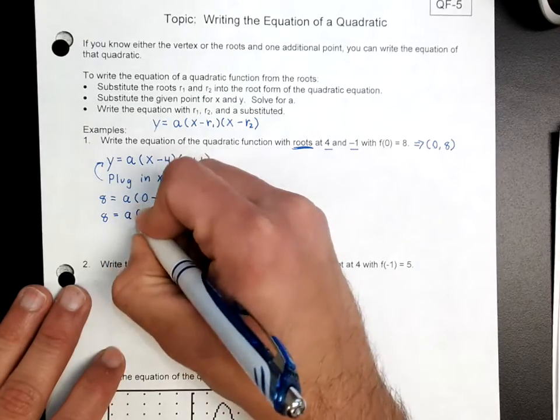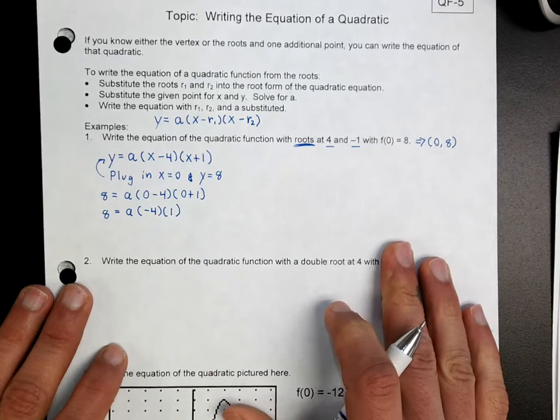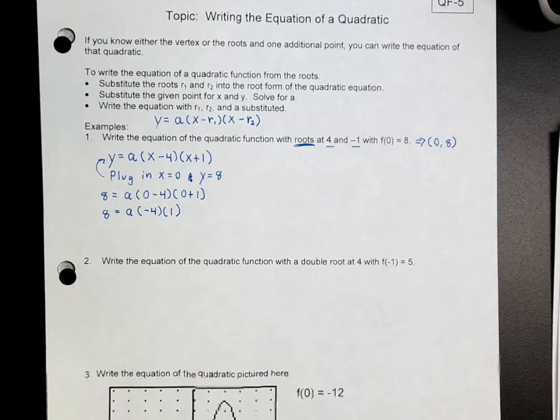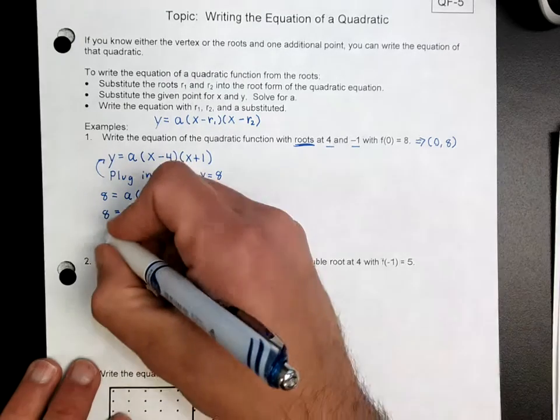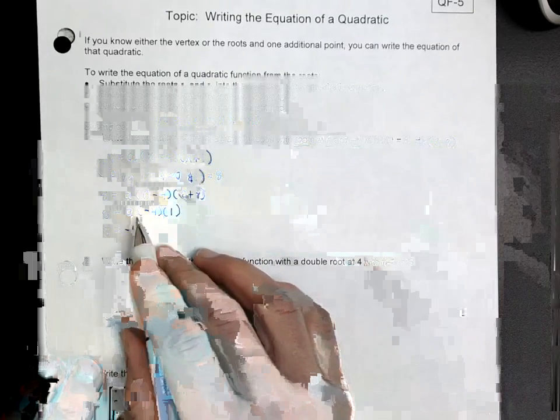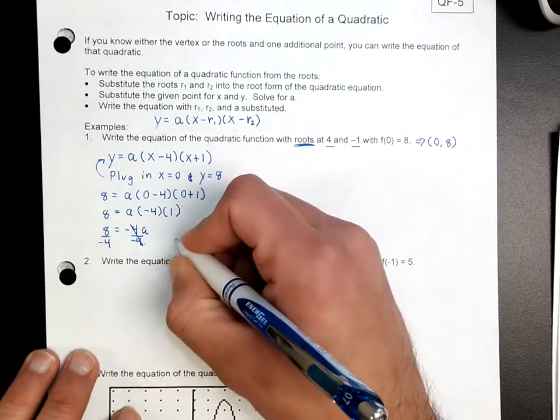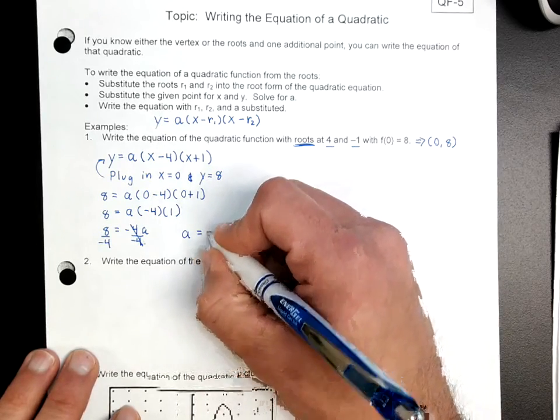Okay, so in this case we're going to have 8 is equal to a times negative 4 times 1. Now, if I'm writing too fast, just make sure you ask somebody to pause it or go back on your own and watch this. So we have 8 is equal to negative 4a. Now all I have done so far is that a times negative 4 is the same thing as negative 4 times a, so I haven't done anything crazy here. I'm going to divide by negative 4. So that means that a is equal to negative 2.